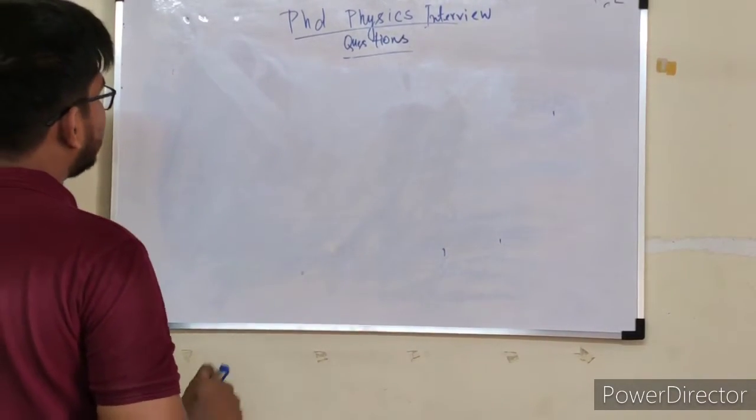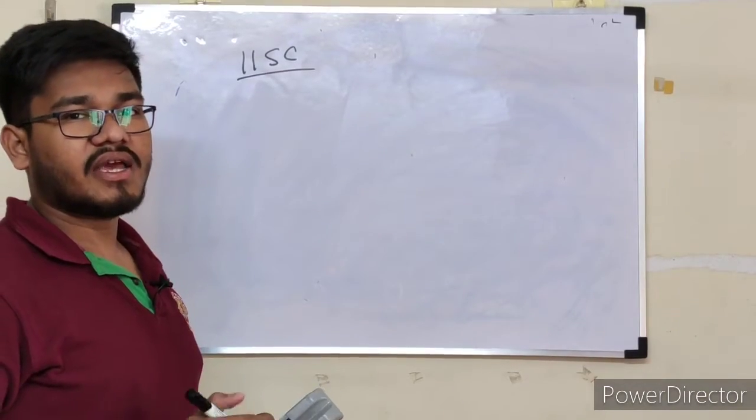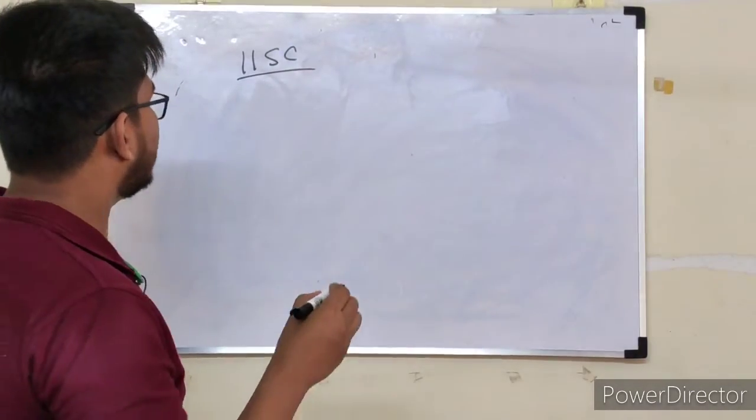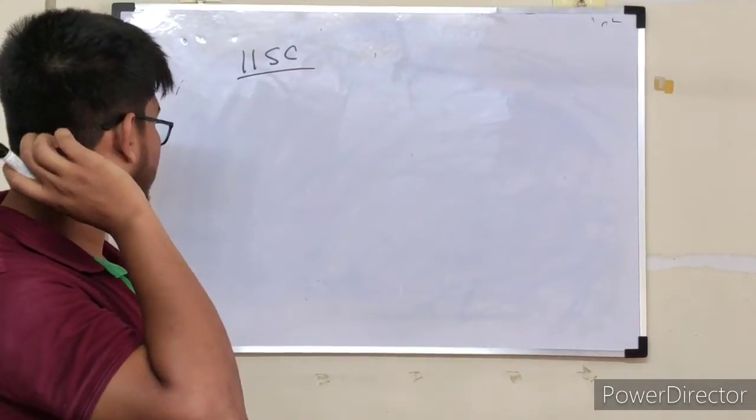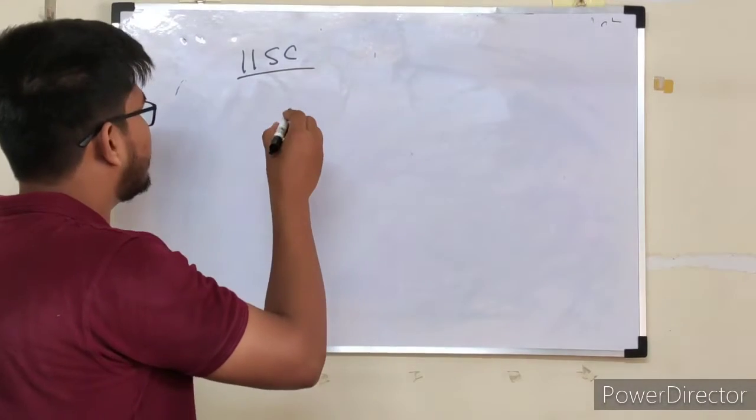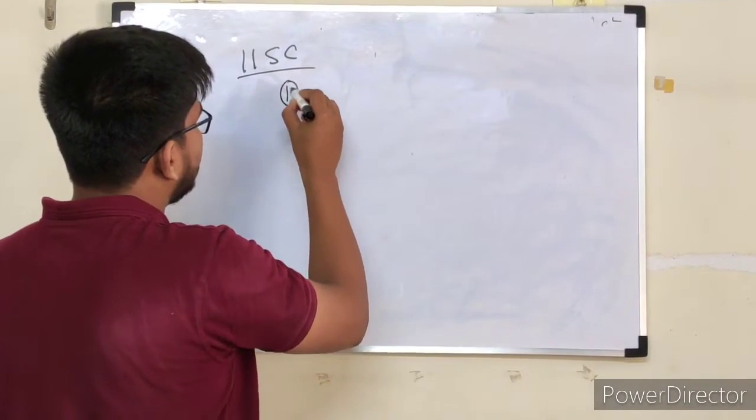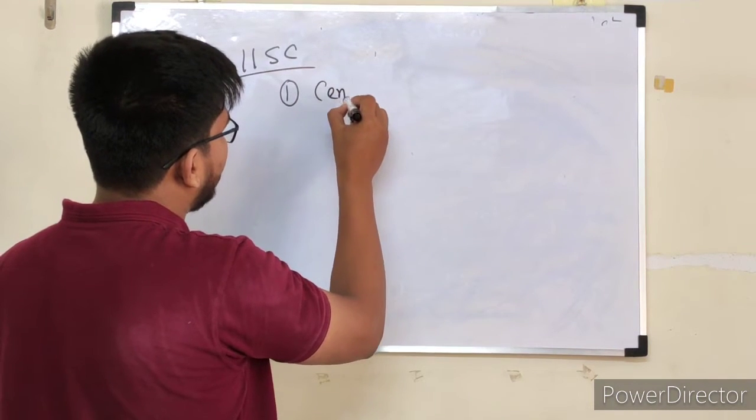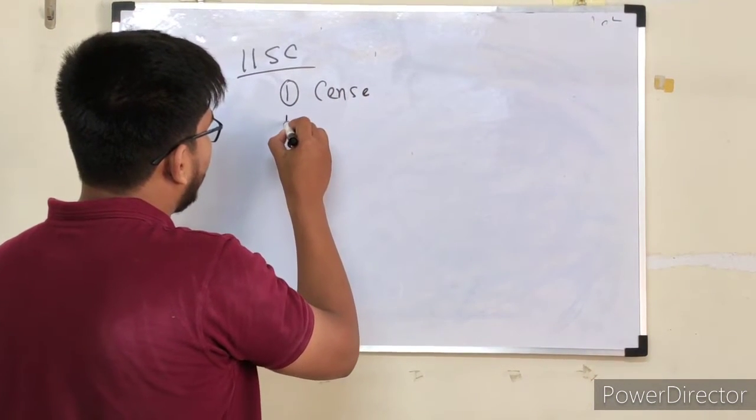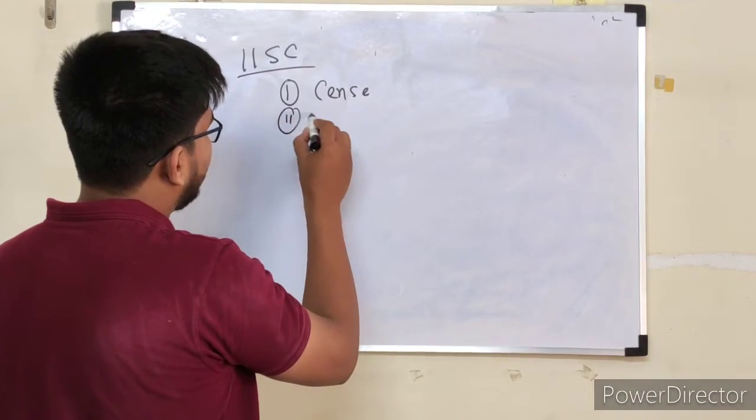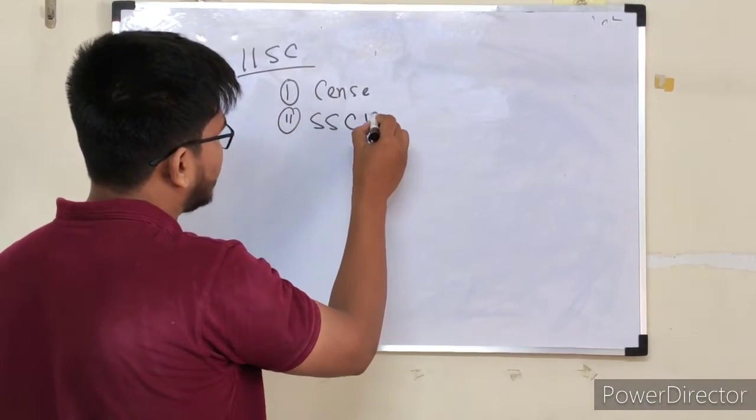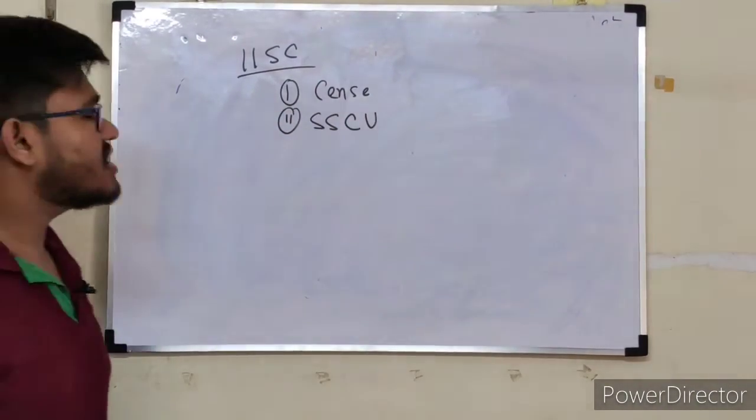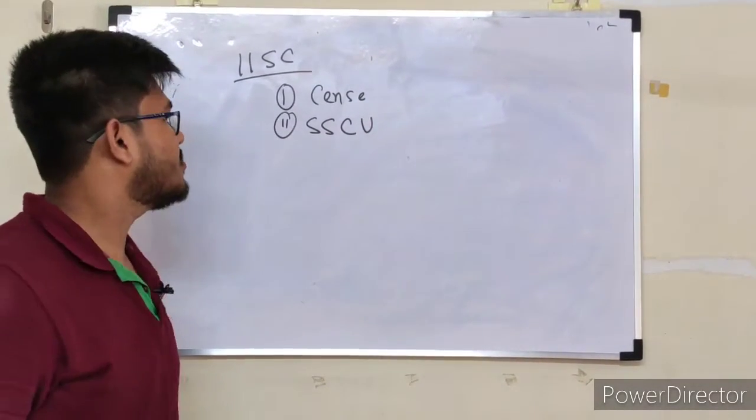So the next interview was at IISc. With this much poor ranks, GATE rank and JEST only, I had applied to JEST only. So they only called for CENS, that is Center for Nanoscience, and the second was SSCU, that is Solid State and Structural Chemistry Unit. So these 2 departments only called in for interview.